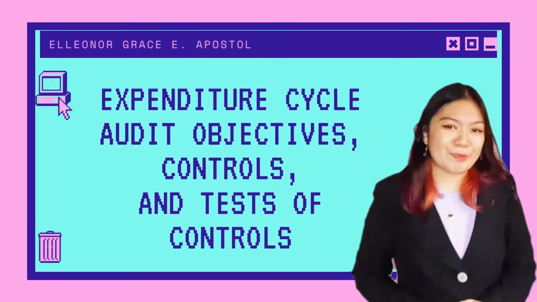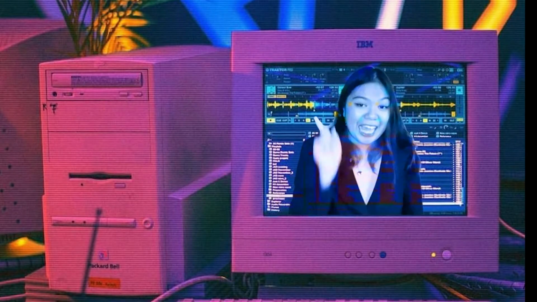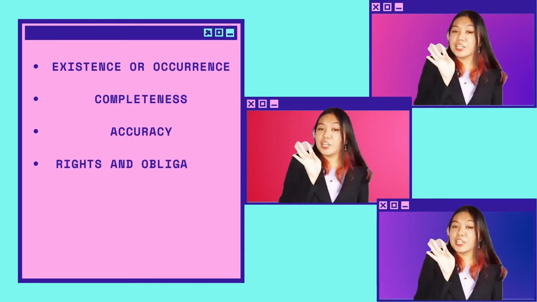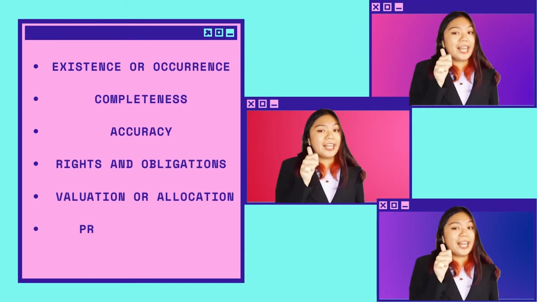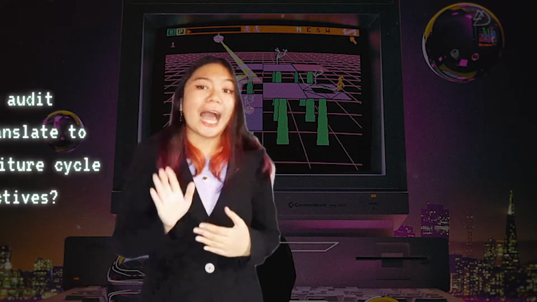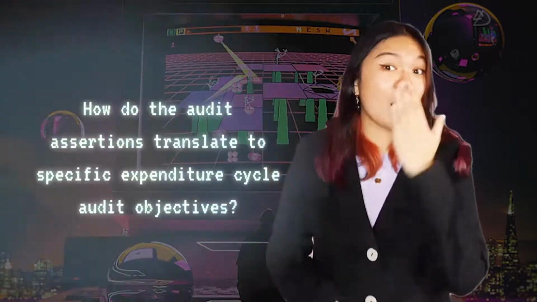Expenditure cycle audit objectives, controls, and tests of controls. So, let's recap the concept of audit objectives derived from general management assertions about financial statement presentations. Say it with me: existence or occurrence, completeness, accuracy, rights and obligations, valuation or allocation, and presentation and disclosure. But let us recall how these translate to specific expenditure cycle audit objectives, shall we?